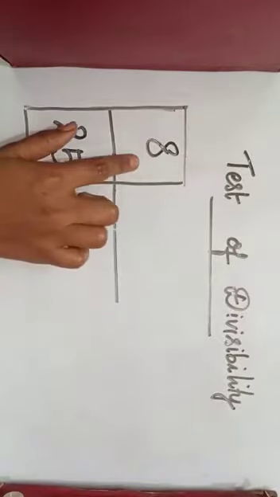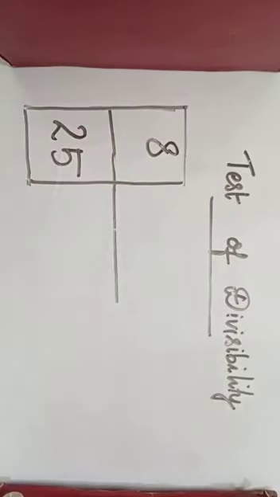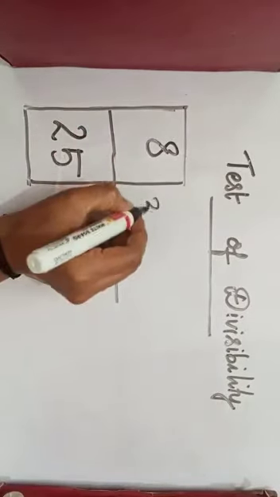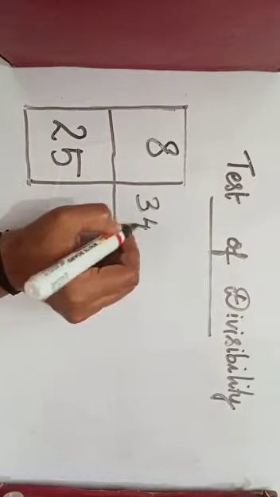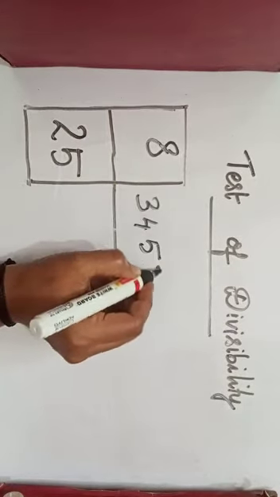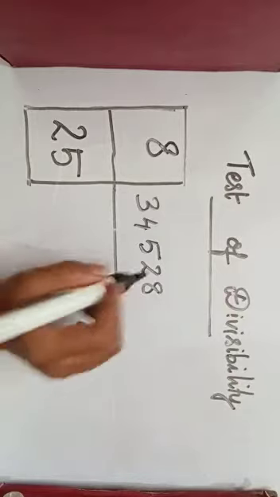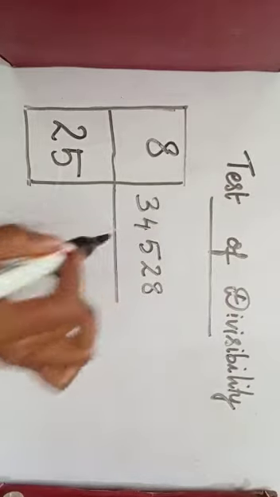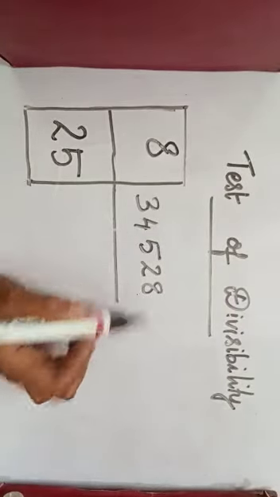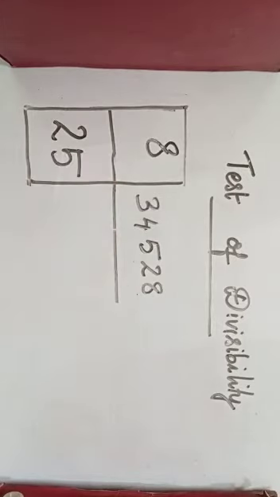For checking the divisibility test in case of 8, let us take a number. We can take the number 34,528. We need to check whether this number 34,528 is divisible by 8 or not. How can we check that? For that, there is no need to do the actual division of the whole number.